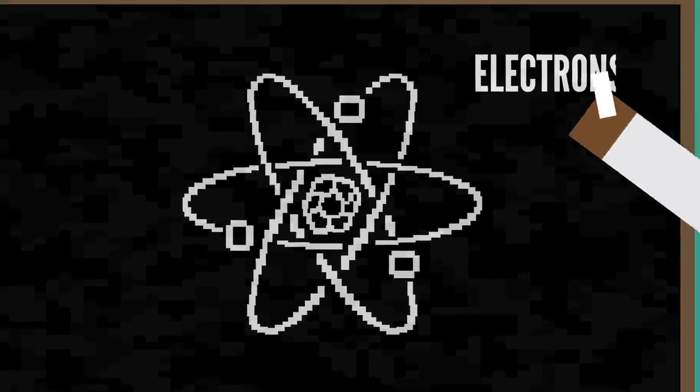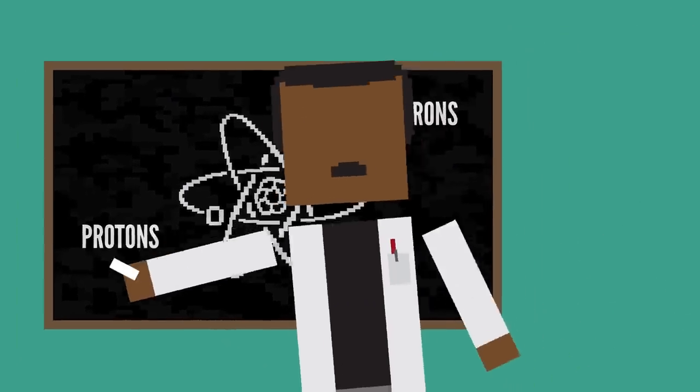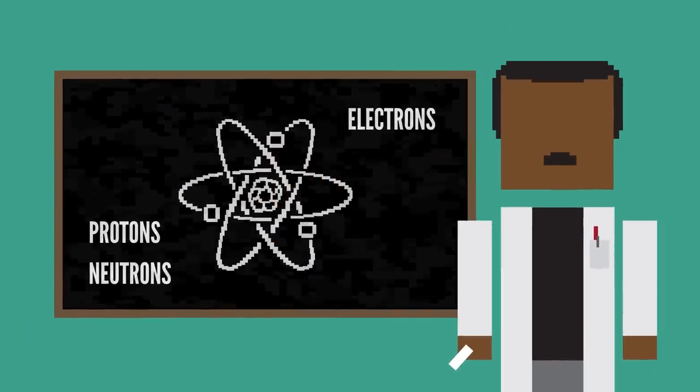Atoms are made of electrons, and a nucleus containing protons and neutrons. We usually see atoms drawn like this, but these sketches are nowhere near to scale. Let's say an atom is the size of a melon. If that's the case, then the nucleus and the electrons would be too small to even see. So yeah, there's a lot of empty space, but it's not entirely empty.